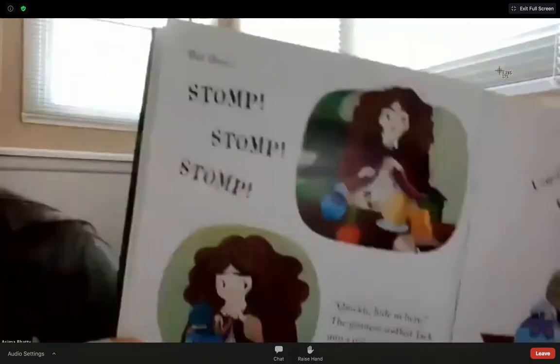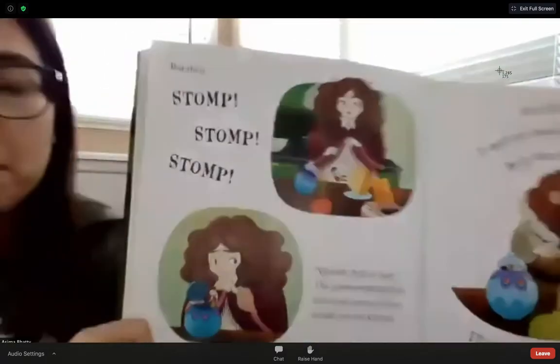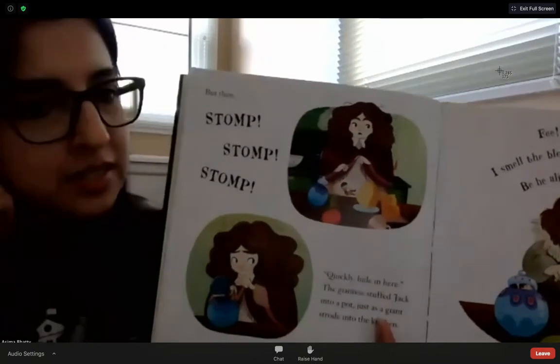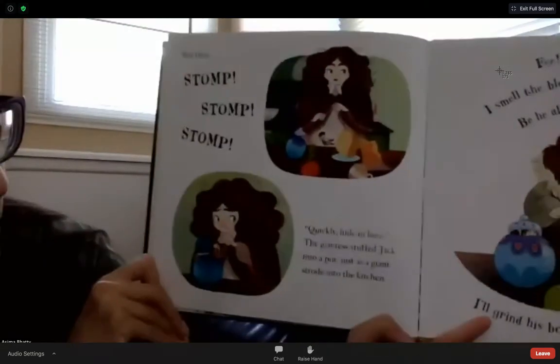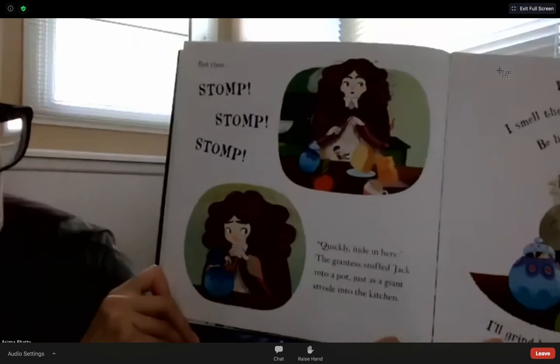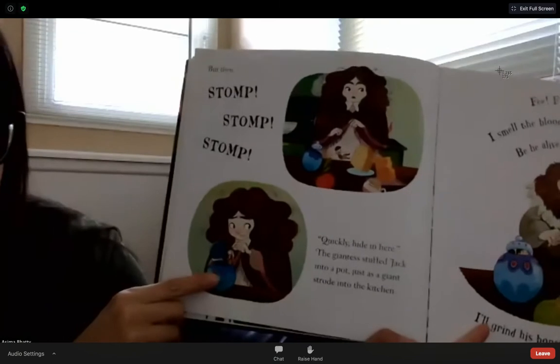But then, stomp, stomp, stomp. Who do we think that is? What's making that sound? The giant. Yes. Quickly, quickly, hide in here. The giantess stuffed Jack into a pot just as the giant strode into the kitchen.